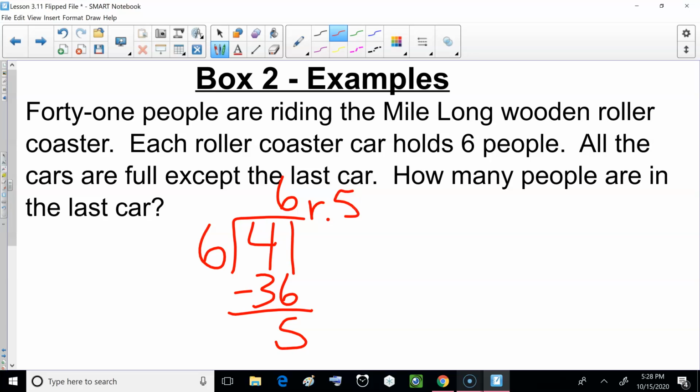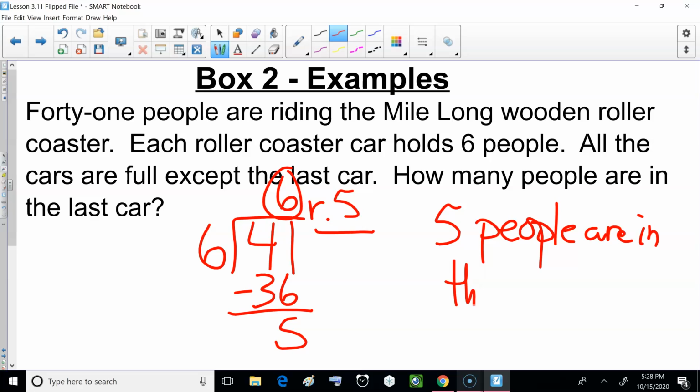So now I got to think about, the question is, how many people are in the last car? So it says all the cars are full, so there's 6 full cars, except the last car, which is going to be my remainder. It's one of those, remainder is my answer. So how many people are in the last car? 5 people are in the last car. And a good label that really answers the question that they're looking for.